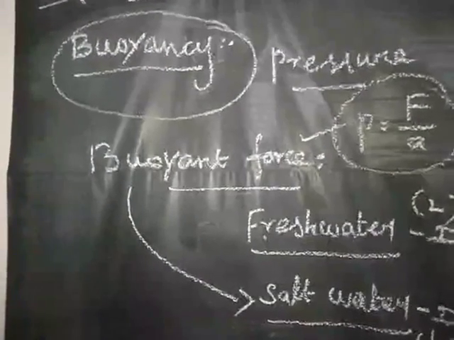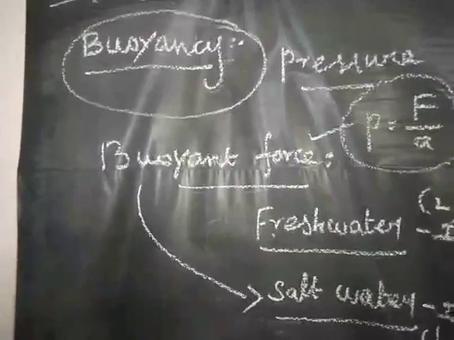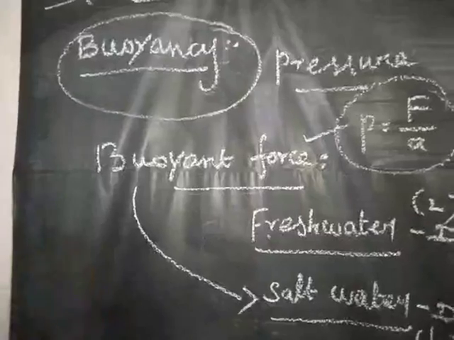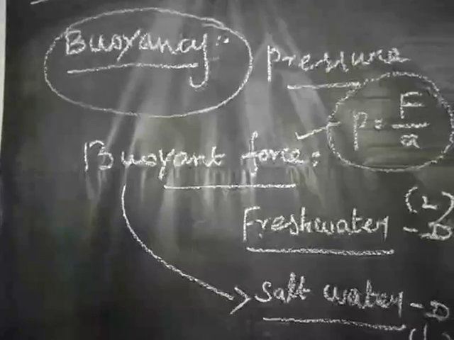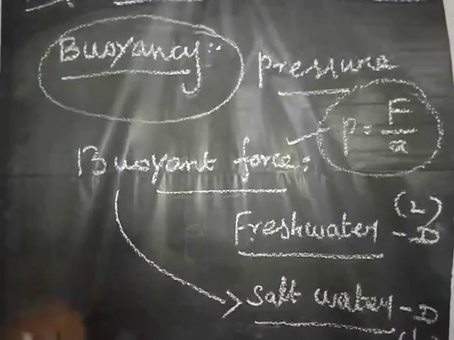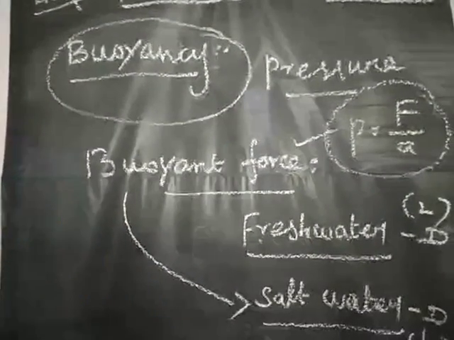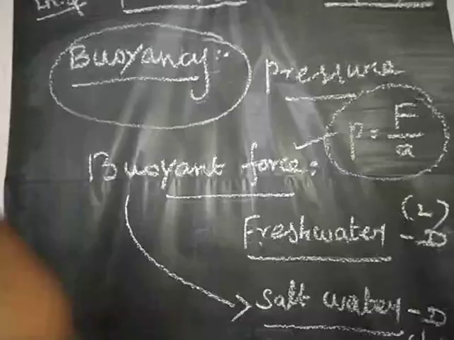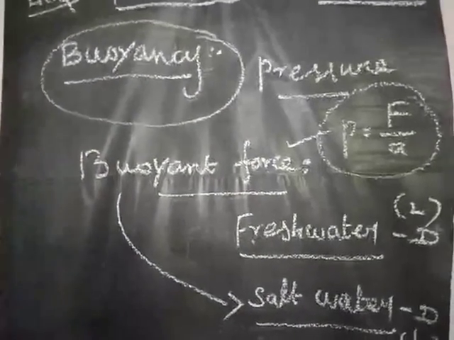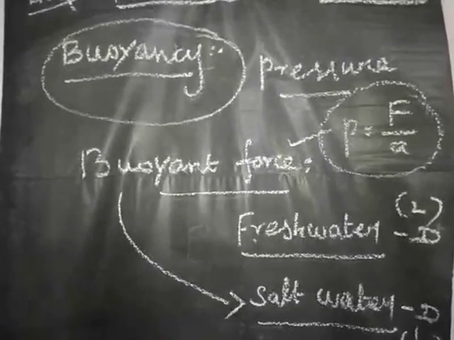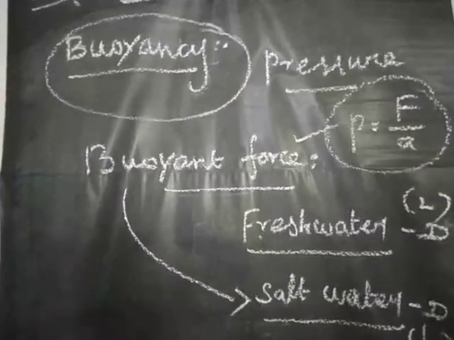What is meant by a negatively buoyant object? A positively buoyant object means that when you put the object in the liquid, the weight of the object compared to the amount of liquid present in the container is less. That is called a positively buoyant object. A negatively buoyant object means that compared to the volume of the liquid, the object's weight is more. Examples are iron, stone, and bricks.